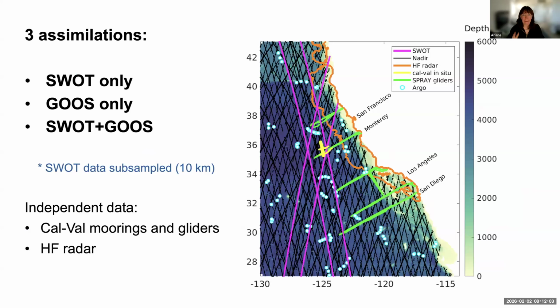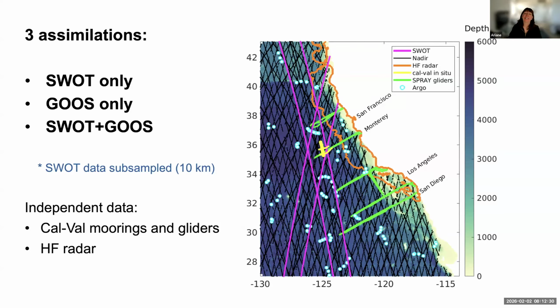And we ran three experiments, so we produced three different state estimates. The first one assimilates only the SWOT observations. The second one assimilates only the GOOSE data set, so the nadir altimetry, SST, Argo, and Spray. And the third one puts everything together.